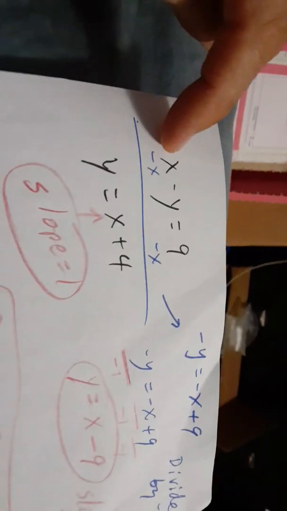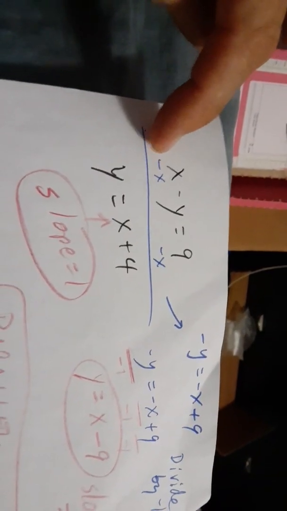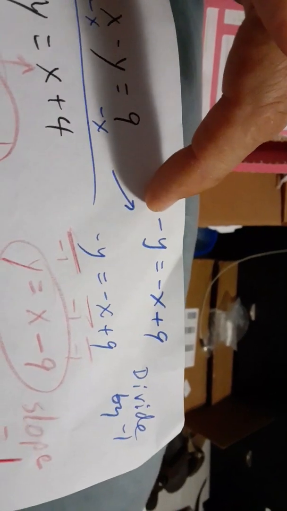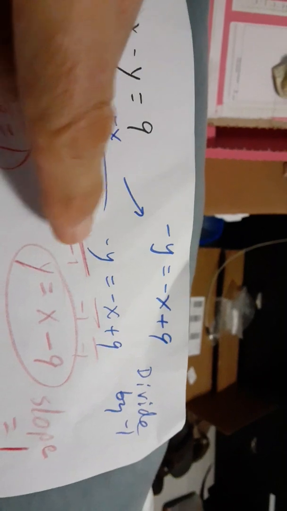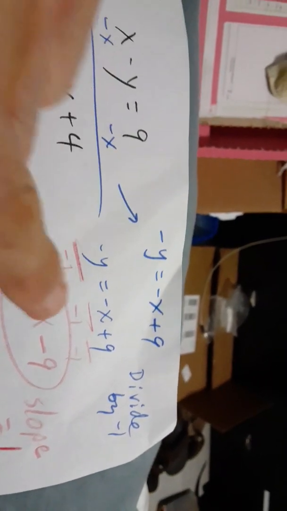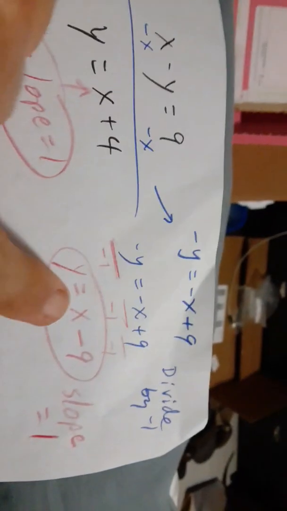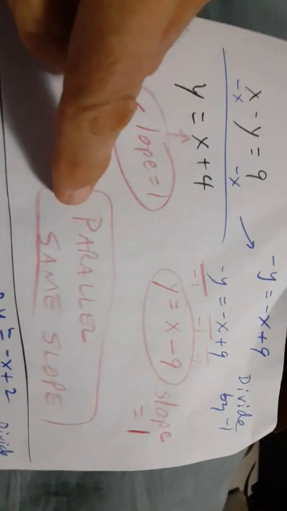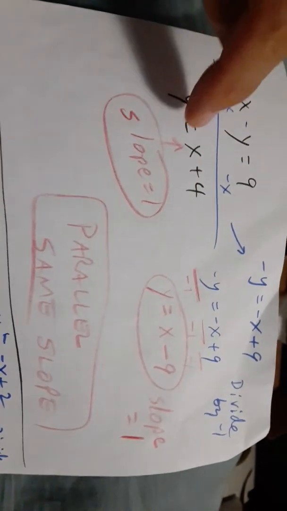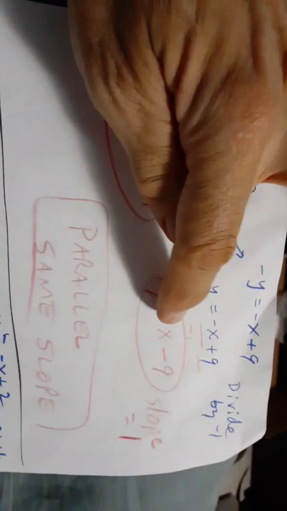The positive x means we subtract x on both sides. So I have a negative y equals negative x plus 9. That means I needed to divide by negative 1, and so the slope is 1. These are parallel lines because they're the same slope. This is slope 1, and this one is slope 1.